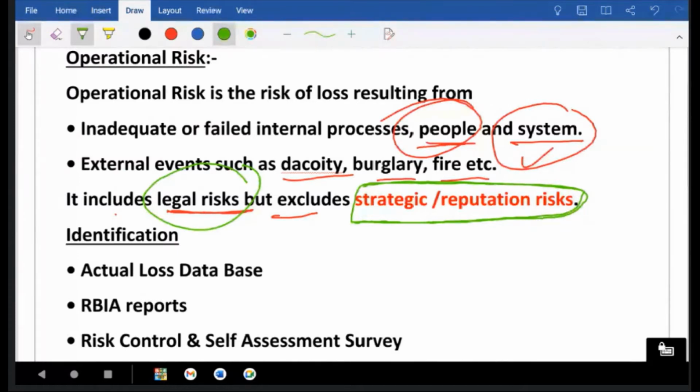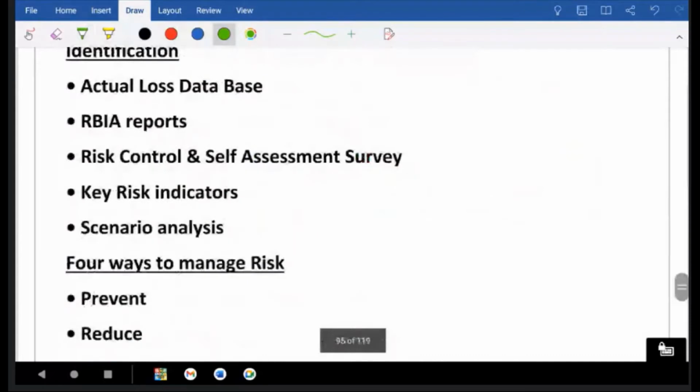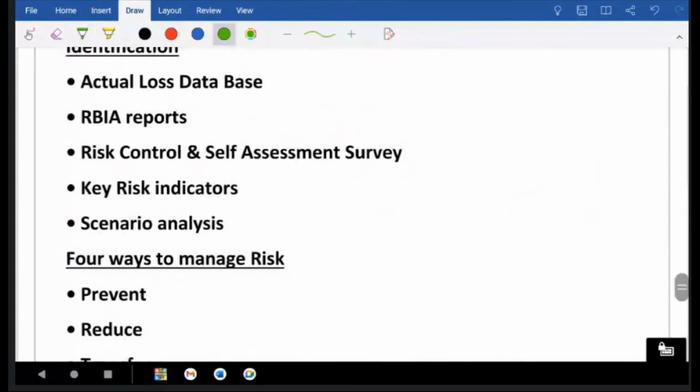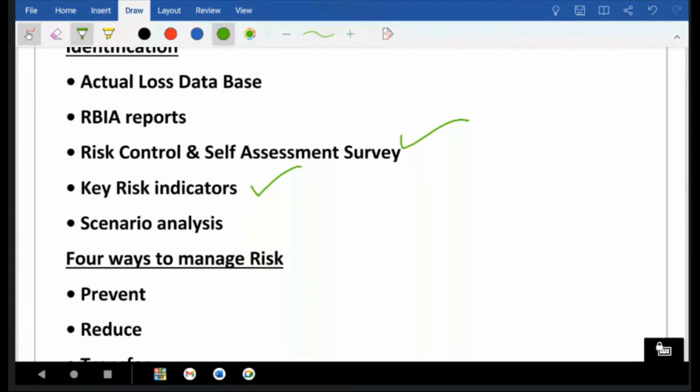Then how will you identify it? Operational risk can be identified from the actual loss database. From the database we can find the RBI report, which is prepared by your inspecting agency. They come for inspection quarterly, half-yearly or annually. From there you can also see the risk control and self-assessment survey, key risk indicators, like red flags and some other indicators. Every bank follows its own system. Scenario analysis is also very important. If some system has failed, you must know your system is not working, so you can see the scenario also.